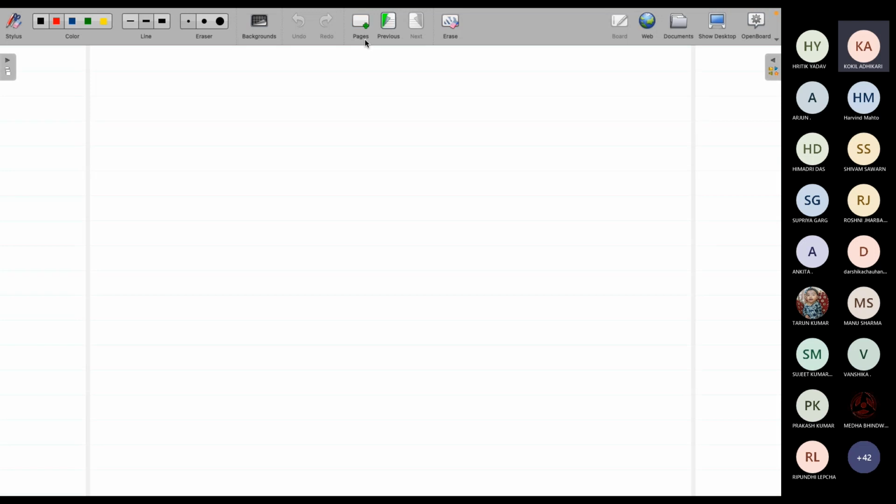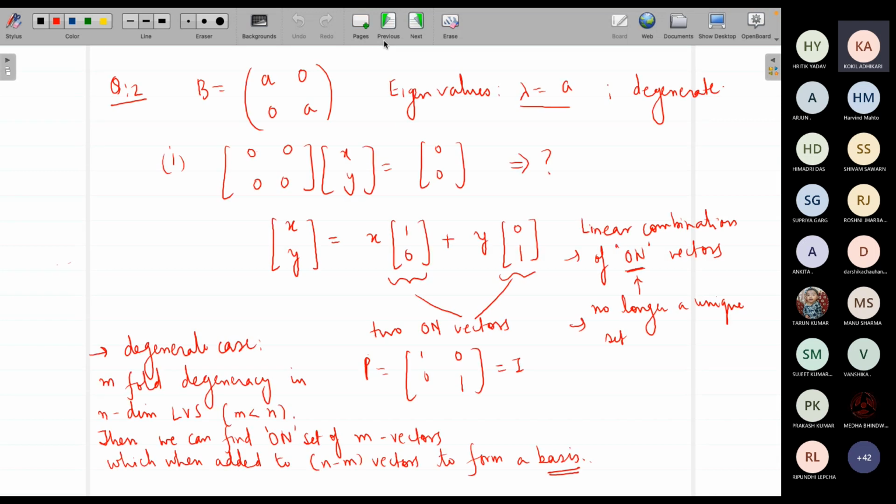Sir, I had a problem in the previous page. Here it is said that we would have m vectors. We can find an orthonormal set of m vectors, but sir, if it is one-fold degenerate, then it is a two-fold degeneracy. It's not called one-fold, because one is basically non-degeneracy. Yes, go ahead. Then with twofold degeneracy there should be m less than or equal to n. No, in this case, n is equal to m.